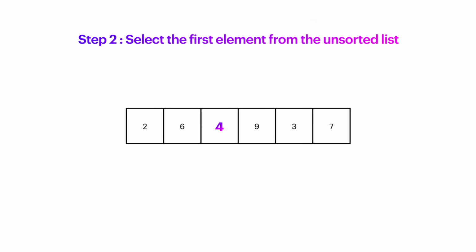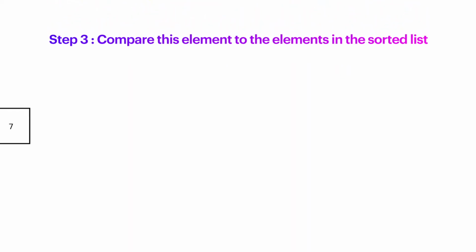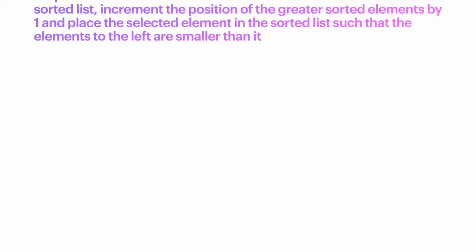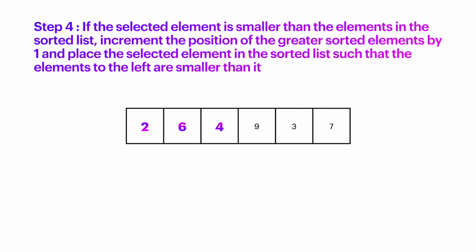Repeating step 2 again, we see that the first element in the unsorted list is now 4. So we need to compare 4 with the elements 2 and 6 which are part of the sorted list. Upon comparing, we see that the element 6 is again greater than 4, so its position is incremented by 1, and when we compare 2 with 4, we see that 2 is smaller than 4 and so it stays in its position, and now we have found the correct position for the element 4.